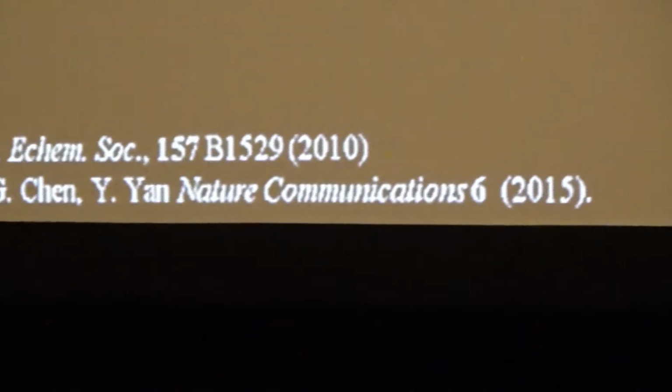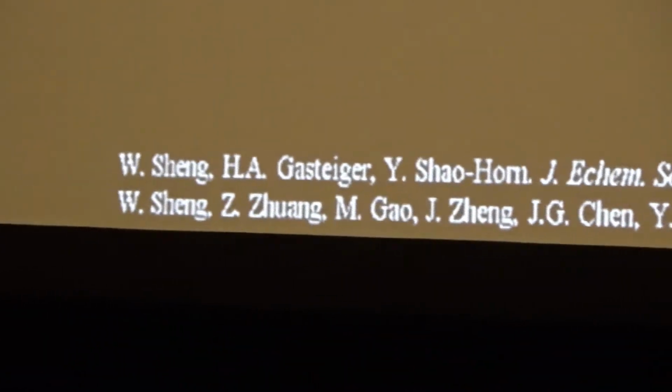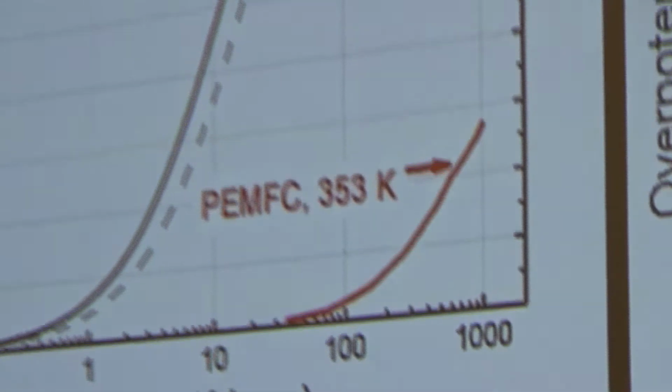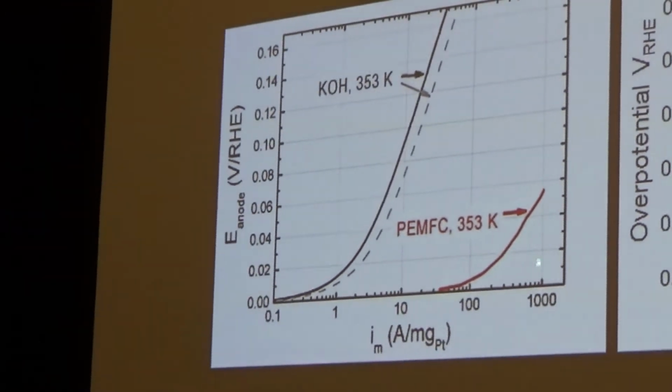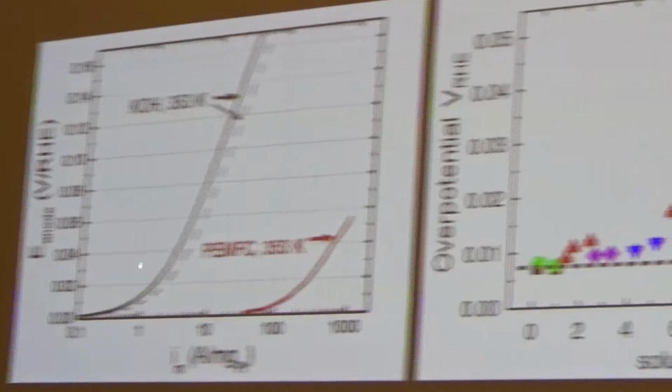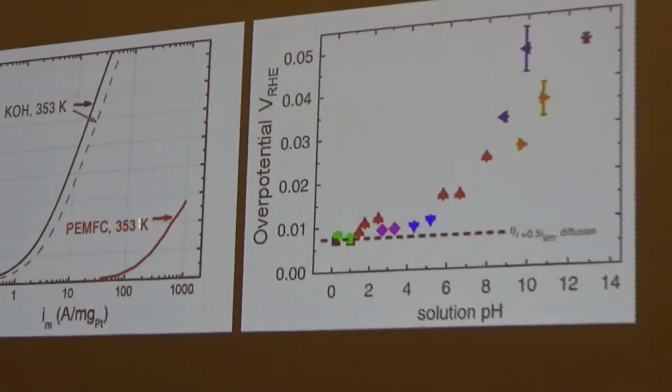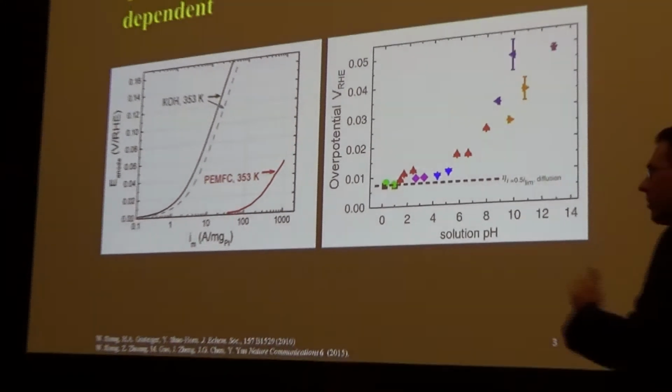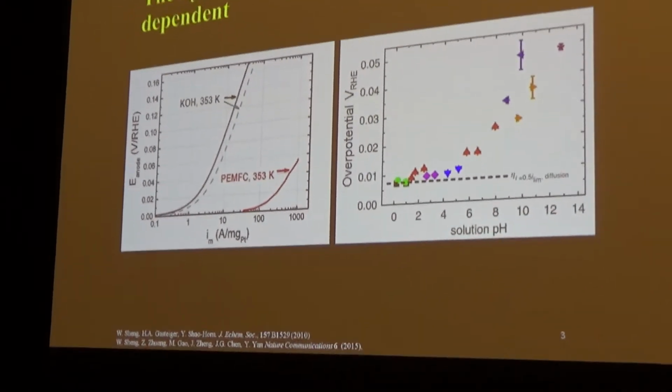So here are results from Yang-Chao Horn's group, where we have the same overpotential, so the same voltage on an RHE scale, and we measure the current in a PEMFC, in an acid environment or in a base environment, and we see a 2-order of magnitude shift in the current on the same platinum catalyst, suggesting that not just the metal, but of course the reaction environment is affecting the catalysis.